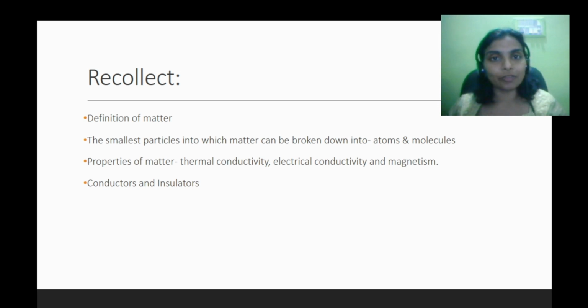Remember the properties of matter: thermal conductivity, electrical conductivity, and magnetism. You learned two new terms, that is conductors and insulators. Now let's take a look at our learning objectives for this video.